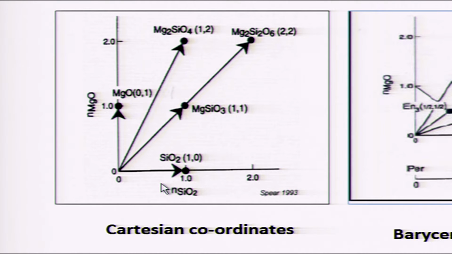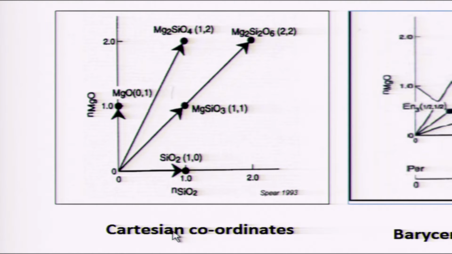Besides these, there are other phases which are also made up of a combination of these 2 system components. One of the common phases is enstatite. Enstatite is 1 MgO and 1 SiO2. When we combine that, it becomes MgSiO3, which has an equal proportion of SiO2 and MgO. And forsterite has 2 magnesium oxide and 1 silicon dioxide. So, if we combine 2 MgO and 1 SiO2, it becomes Mg2SiO4.